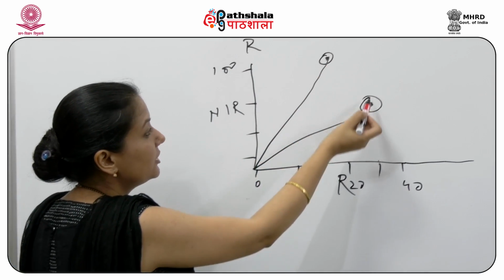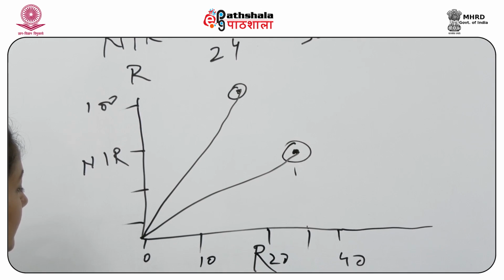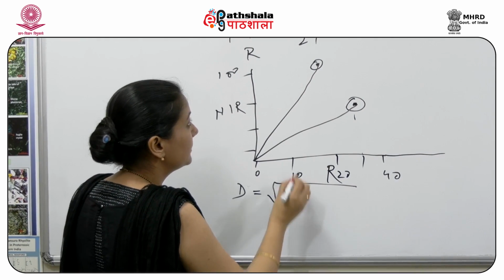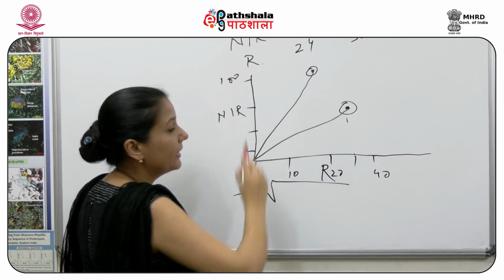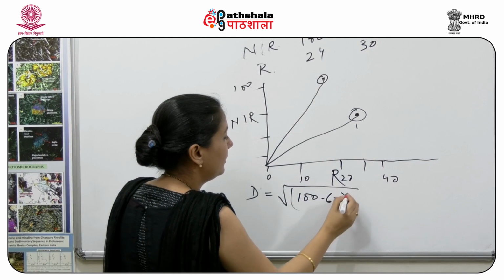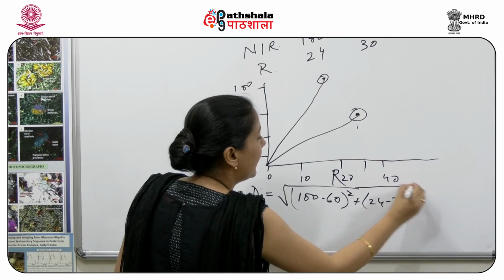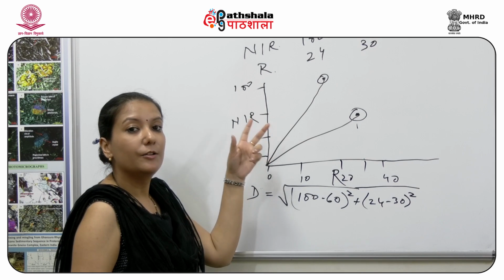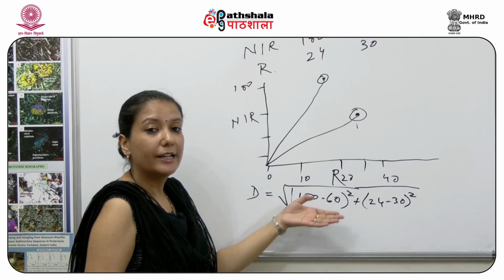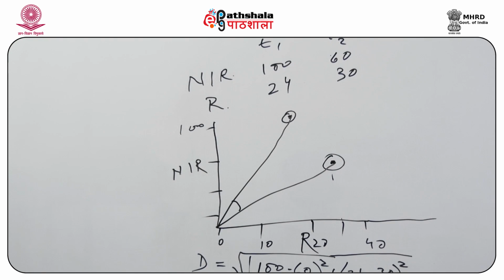Now we can calculate the change in magnitude based on the Euclidean distance. For calculating Euclidean distance, we have a simple formula where we calculate the distance between the points in the NIR region and the R region. So here we get 100 minus 60 whole square plus 24 minus 30 whole square. So that is the magnitude of change in feature space where we have two bands. Similarly, if we had 3 bands or 4 bands, we would add those values to this same. Now this only gave us the magnitude of change at that particular pixel.